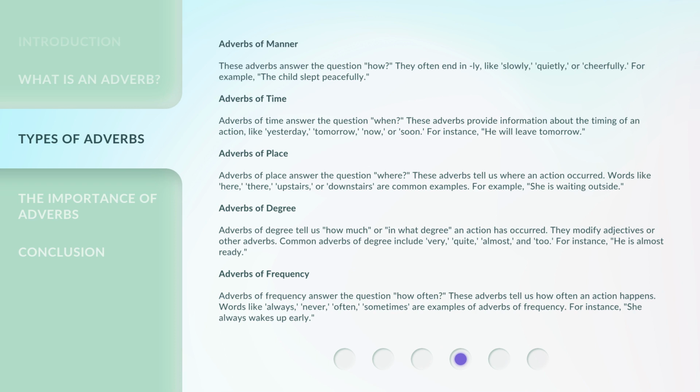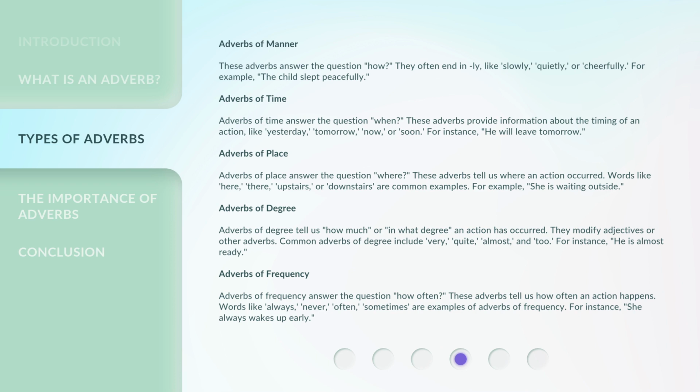Adverbs of place. Adverbs of place answer the question, where? These adverbs tell us where an action occurred. Words like here, there, upstairs, or downstairs are common examples. For example, she is waiting outside.